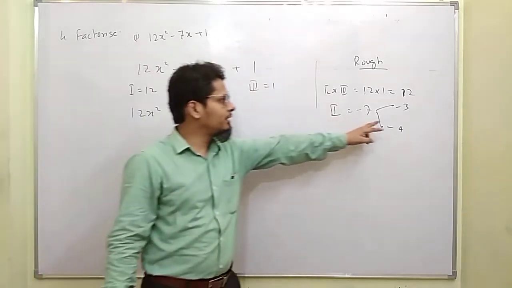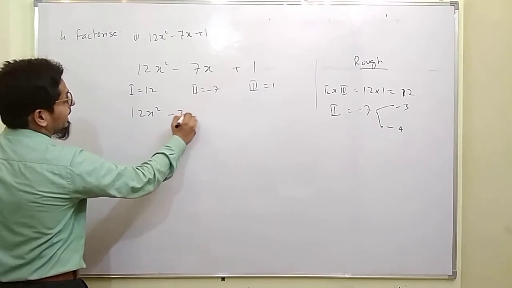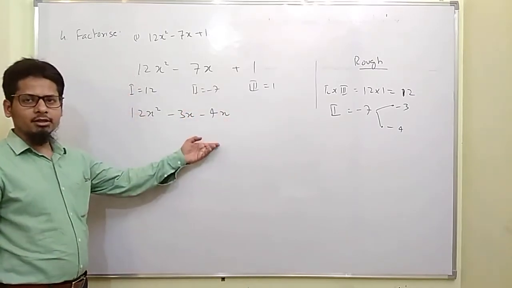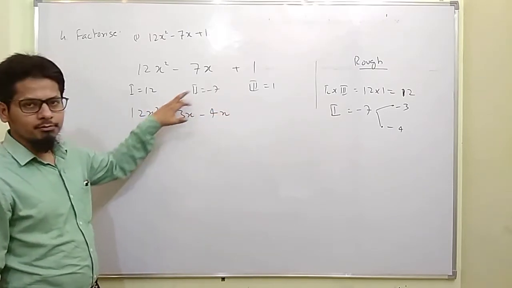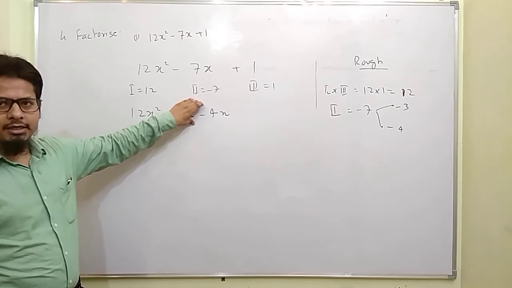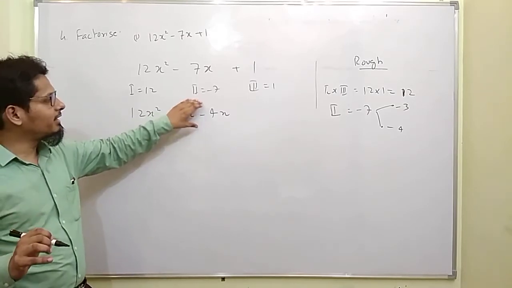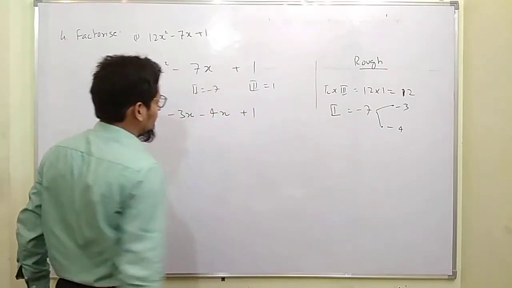So now, after this, 12x square, and the minus 7 is broken into two parts, minus 3 and minus 4. So it is minus 3x and minus 4x. I write it in this way. Class, this is the key of the whole problem. If you do this step clearly, then you will get the right answer. This is the main level of the question. And after this, plus 1 will be copied down here.